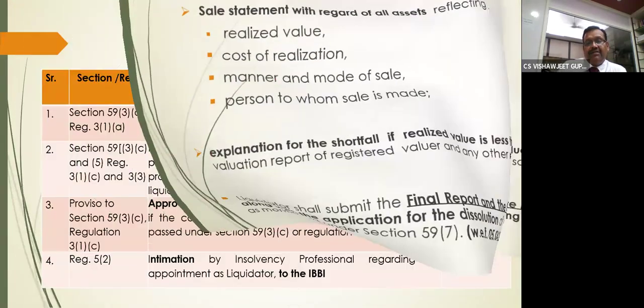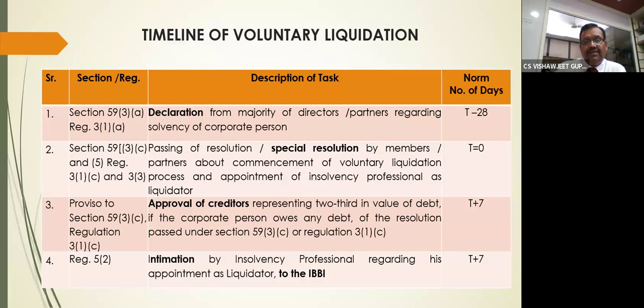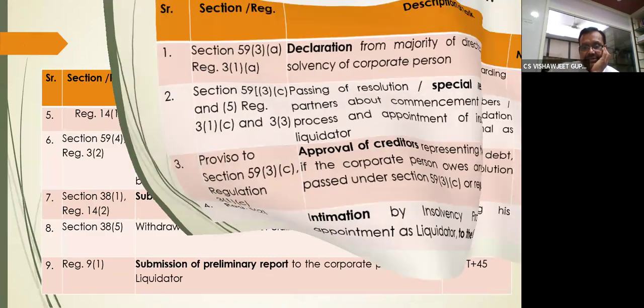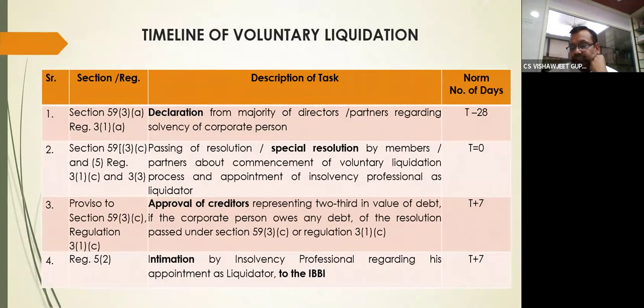Now these are the timelines which are mentioned in the whole process, which I have compiled here. So these are the timelines, and we can discuss them. The declaration from the majority of the directors or partners regarding solvency of the corporate person. T is the liquidation commencement date. So within 28 days before the liquidation commencement date, the declaration of the majority of directors is required. And the date of passing of the resolution or special resolution by the members or partners about commencement of the voluntary liquidation process and appointment of the insolvency professional as liquidator. So this is T, the liquidation commencement date.